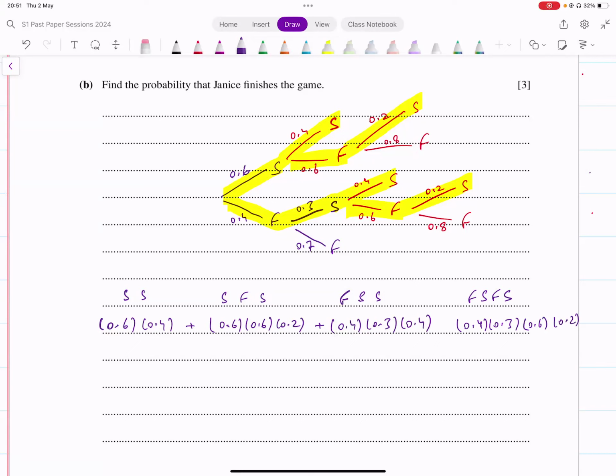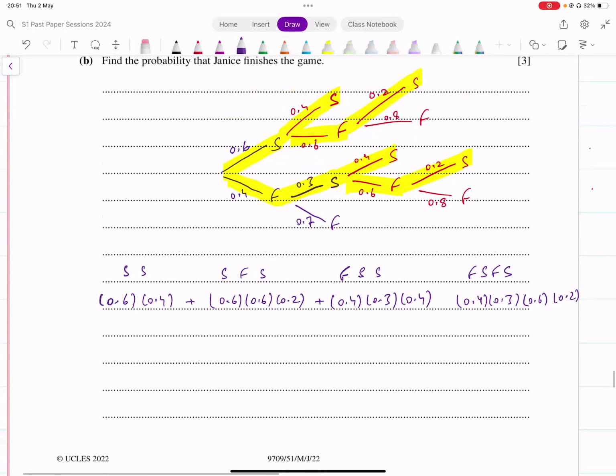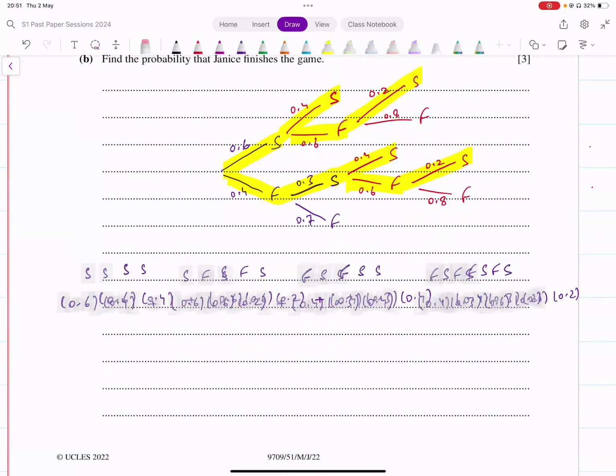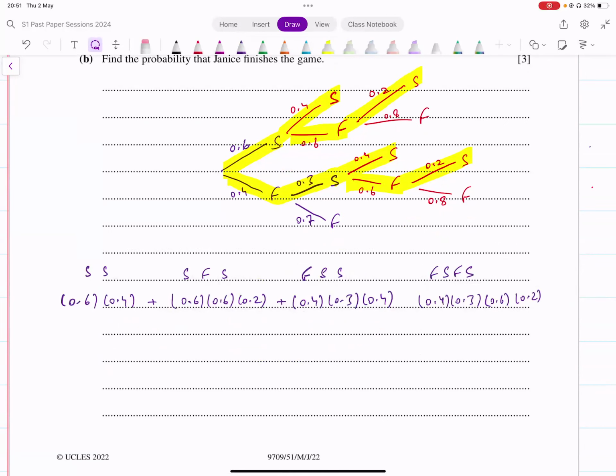So once you've made the tree diagram, it makes it quite straightforward after that. Making the tree diagram here was slightly tricky. That's the tricky part. Once you're done with that, the rest of it is not that complicated. And now you can evaluate this and see what that turns out to be.